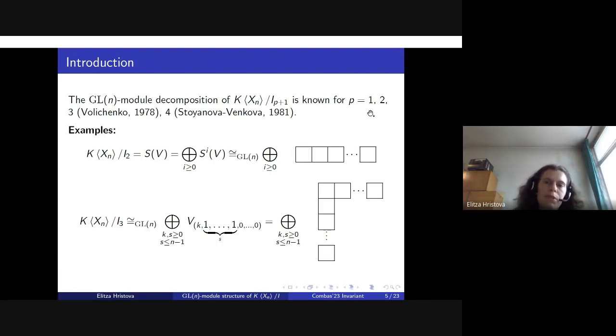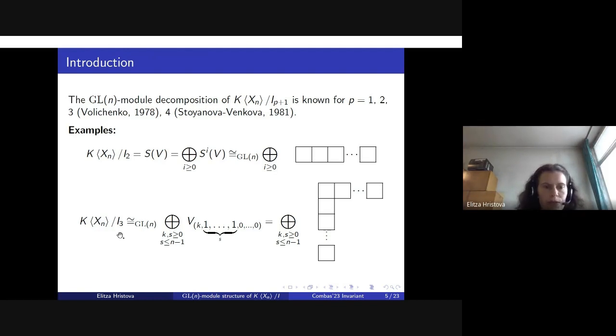So P equal to 1 is a classical case of the symmetric algebra. Its decomposition is quite well known. P equal to 2 is also a classical case. This is the relatively free algebra in the variety generated by the infinite dimensional Grassmann algebra.